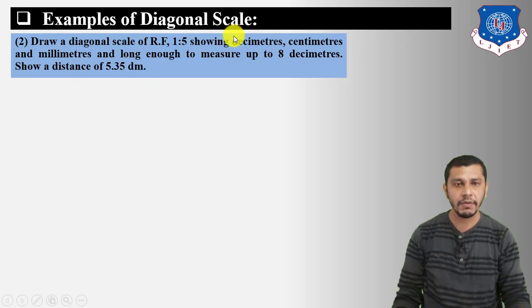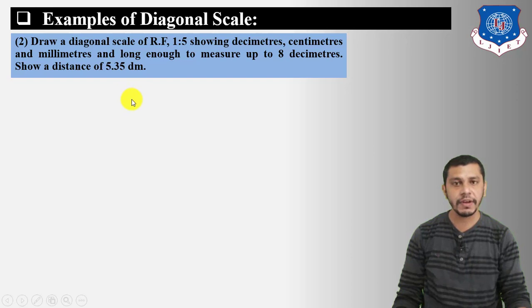So decimeter will be our main scale or main unit, centimeter will be our sub unit, and millimeter will be our sub unit of the sub unit, and the scale is long enough to measure up to 8 decimeters. So a distance of 5.35 decimeter, that means 5 decimeter, 3 centimeter and 5 mm. So we have to show on this scale 5 decimeter, 3 centimeter and 5 mm.